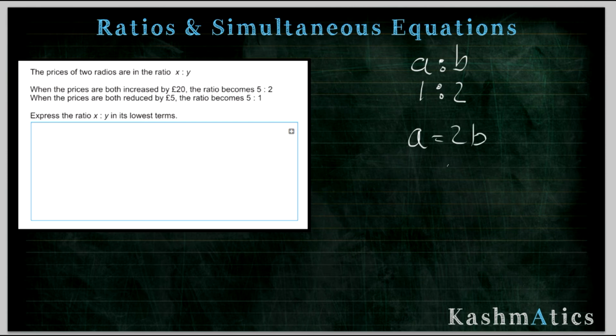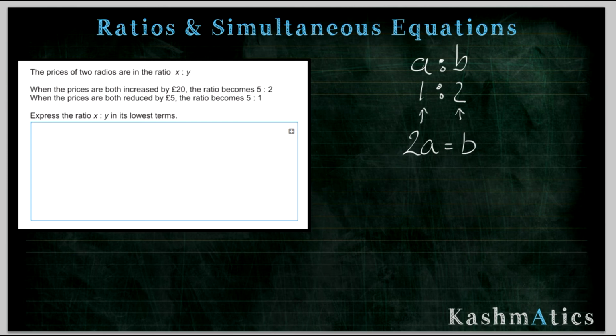It's an easy mistake to make, but you can see that a, which is this number, is not 2 times b, which would be this number. 1 is not 2 times 2. In fact, it's the other way around. 2a equals b is the correct equation.